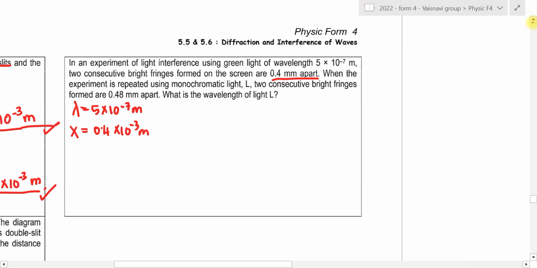When the experiment is repeated using monochromatic light L. Okay. This one is when we use green color light. Now we repeat the experiment using monochromatic light L. So the consecutive bright fringes formed are 0.48 millimeter apart. That means X is 0.48. When light L is shone, they ask what its wavelength is.